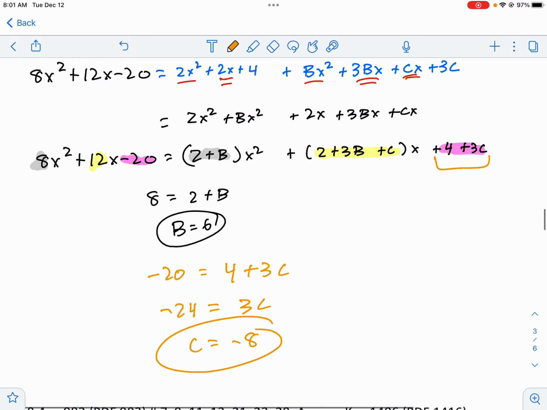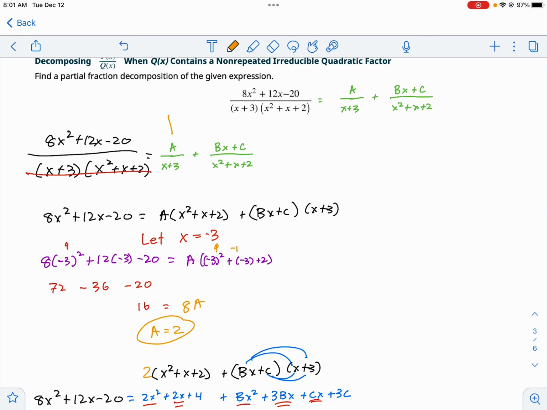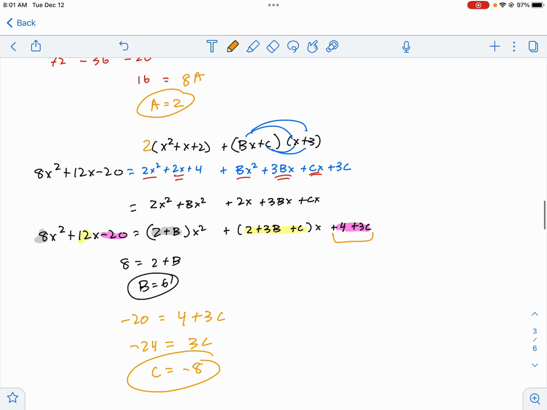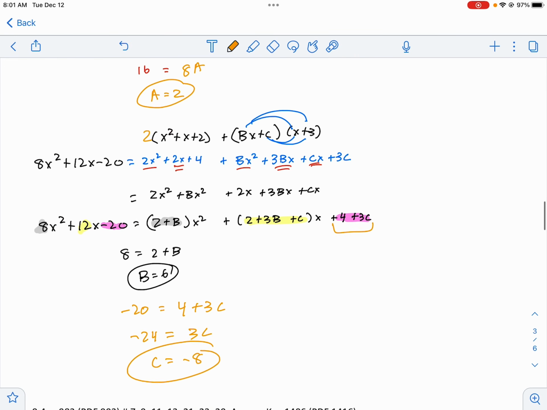So I have my A, my B, my C. Now, make sure you plug them into here, here, and here. So my answer is 2 plus 6x minus 8.